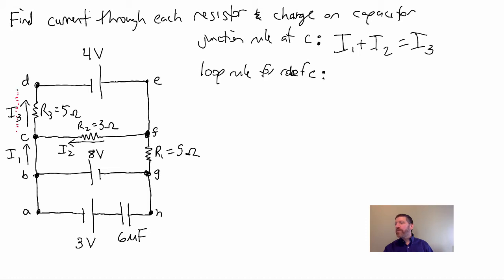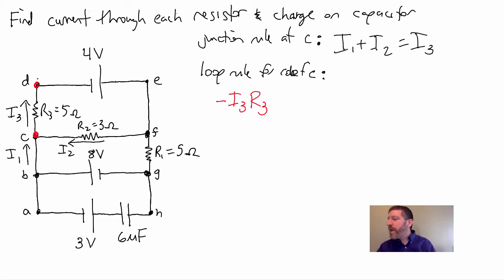So I'm just going to take a walk around here. Here are my footsteps. I'm going that way. And notice that if I'm going that way, I'm going in the direction of my presumed current. So from there to there, it's negative I3 R3 as my first term. Why is it negative? Because I'm starting at high potential and it drops down to low potential, since it's going in the direction of presumed current.